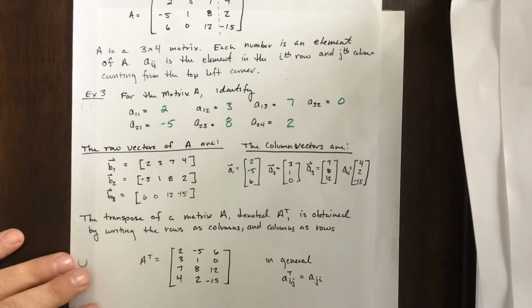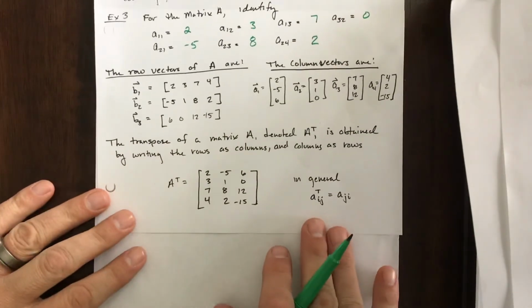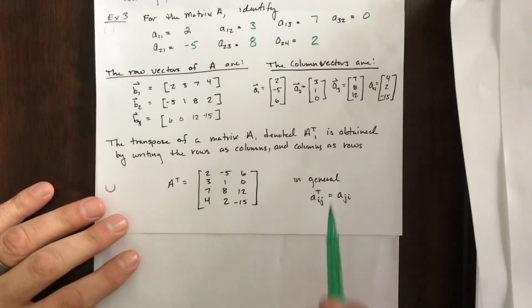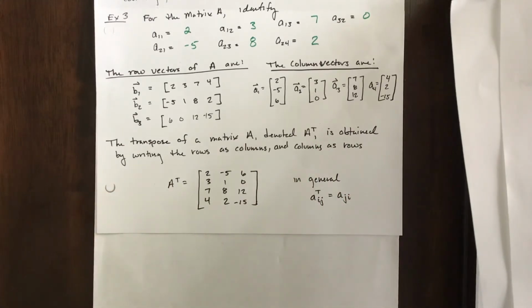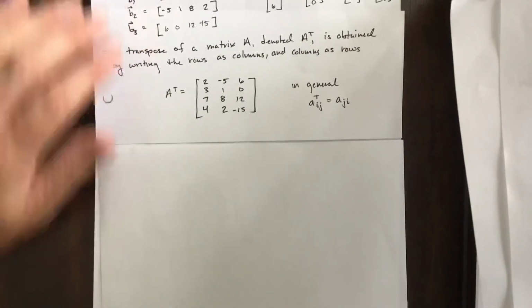All right, moving right along here. The transpose of a matrix is denoted A superscript T, that's A transpose, and is obtained by writing the rows as columns and the columns as rows. So in general, what you're looking at is you're writing the transpose of the matrix A, where the Aij element is Aji.